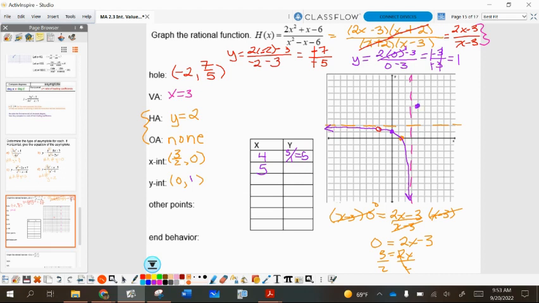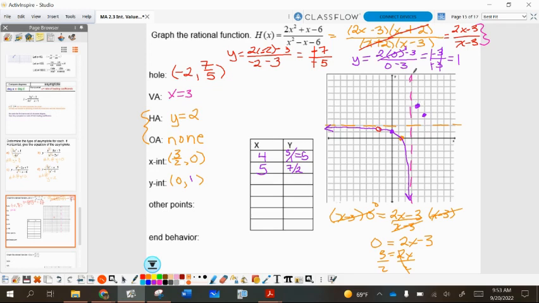Okay, if we plug in 5, 2 times 5 is 10, minus 3 is 7, over 5 minus 3 is 2, so that's 7/2, so that's 3.5. So at 5, we're at (5, 3.5). Okay, and really 2 points is enough there for me to see what's happening.